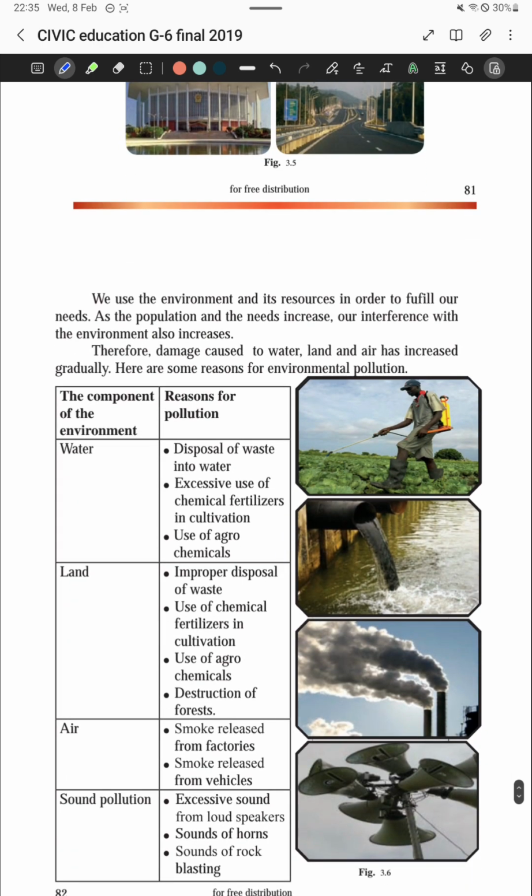So we'll go through some points regarding water. Many things are going to be polluted by the effect of humans. You can see in the first photo also there is a human using fertilizer and chemical things for the vegetables and the things that you are getting from the market to eat, right? Therefore the damage to water, land and air has increased gradually. Therefore what has happened today, this is a topic that we always talk about, that is environmental pollution.